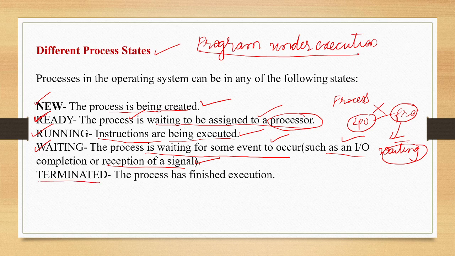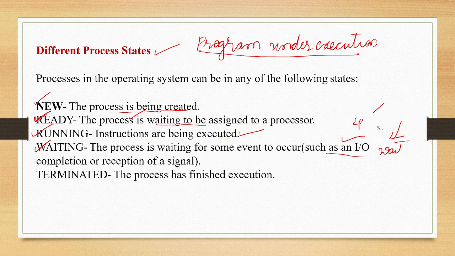Next one is the terminated state. Terminated state means it has finished its execution. The process has finished its execution and it is in the terminated state. I hope you understand the different states of every process.